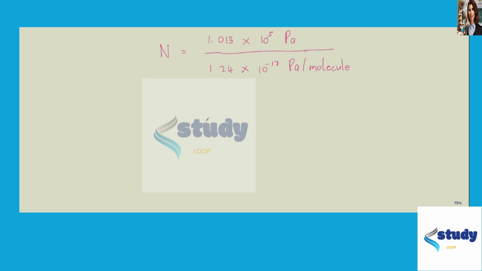And so calculating, we get the number of molecules required that are traveling at this speed to give us a pressure of 1 atmosphere to be 8.17 times 10 to the power 21 molecules. So that's the answer for part G of the problem.